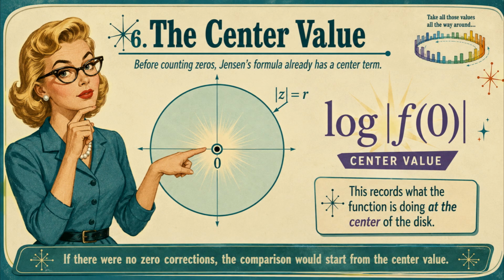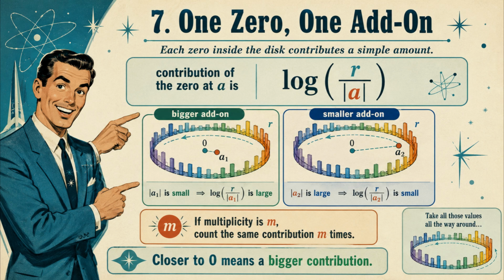Center value, first zero add-on, second zero add-on, boundary average at the end. Let's go to idea 7, the zero add-on. Now focus on just one zero. Suppose one zero sits somewhere inside the disk. That zero has a distance from the center. Jensen's formula says the contribution of that zero depends on how far it is from the center compared with the radius of the disk. Here is the plain version. Take the radius of the disk divided by the distance of the zero from the center. Then take the log. That is the add-on from that one zero.